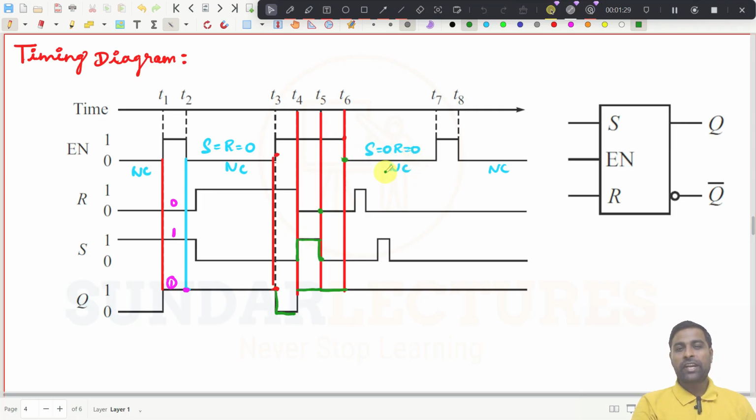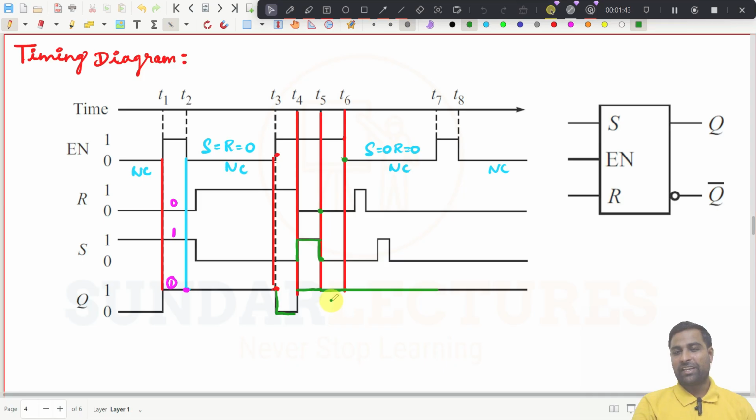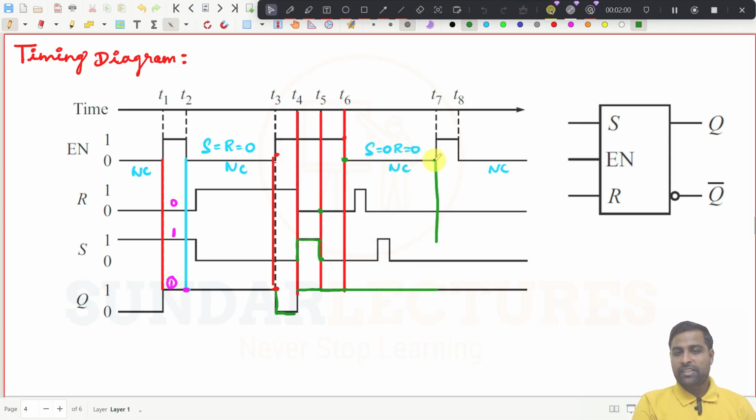So enable becomes 0, then S is equal to 0, R is equal to 0. The condition came to no change condition. So even if R is changing here and S is changing here, the output will not change. It will remain at 1. Try to understand very clearly, right? So for these glitches in the input variation, the output becomes stable as no change condition, since the enable is 0. And at this point it will check these 2 points, right?